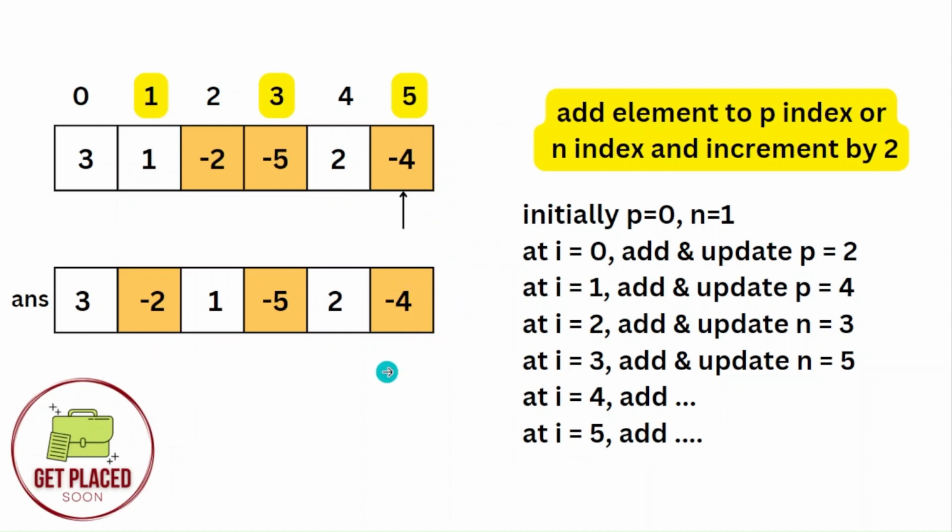So this is how we solve this problem. Here you can see positive followed by negative, positive followed by negative, and so on. And the order of positives and the order of negatives are also the same. So I hope you understood how to solve this problem. Now let's see the code.